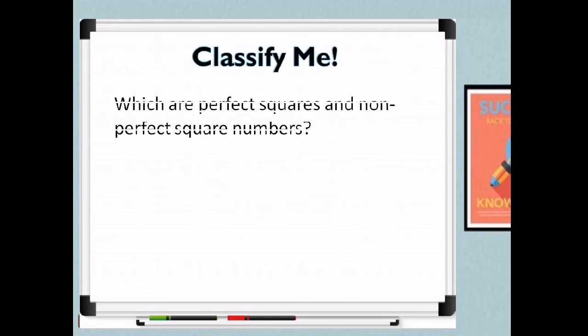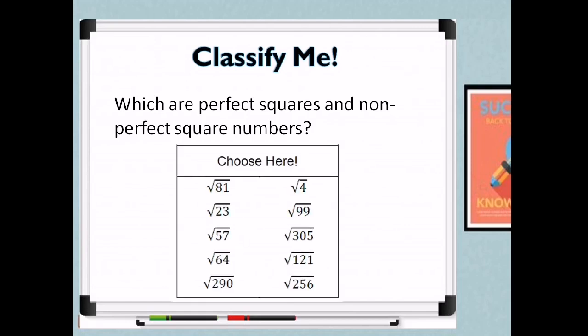So let's get started by answering Classify Me. Which are perfect squares and non-perfect square numbers? You need to choose here inside the box. You need to copy it first. You have square root of 81, square root of 23, square root of 57, square root of 64, square root of 290, square root of 4, square root of 99, square root of 305, square root of 121, and square root of 256.